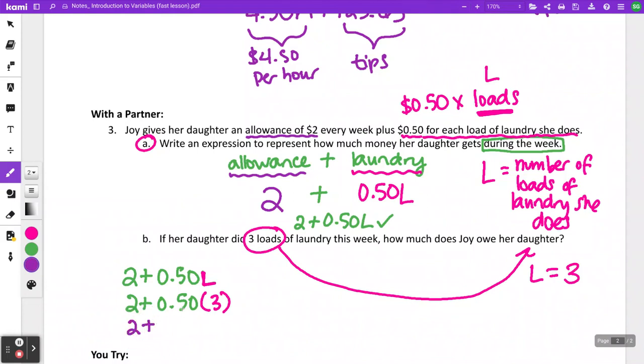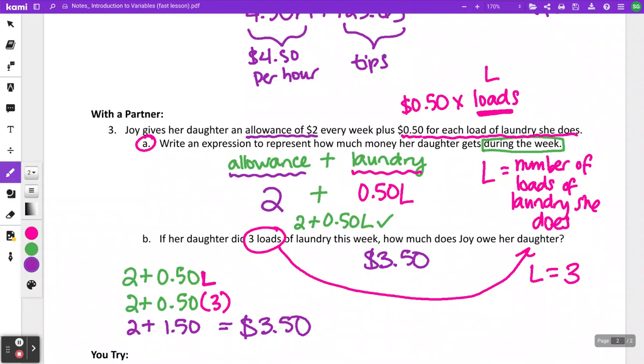So we get 2 plus 50 cents times 3 is $1.50, and 2 plus $1.50 equals $3.50. So Joy is going to have to pay her daughter $3.50: $2 from her allowance and 50 cents for each of those 3 loads of laundry.